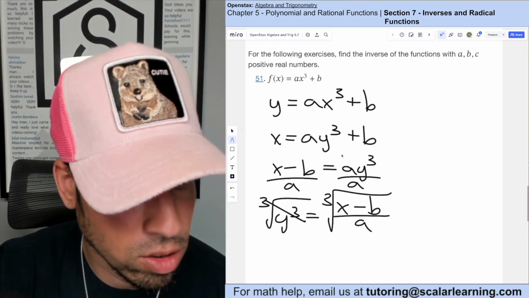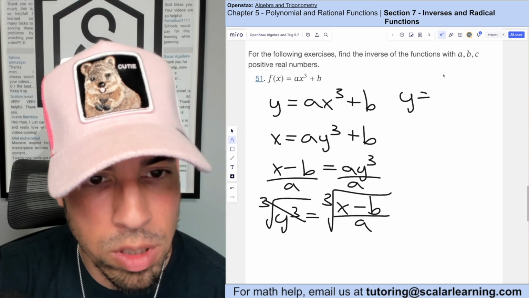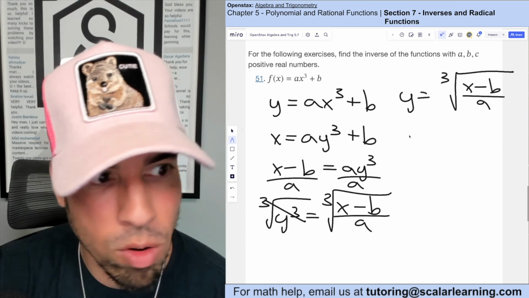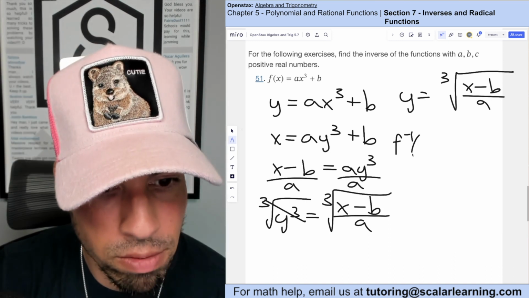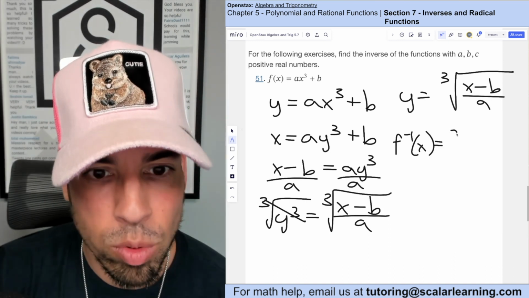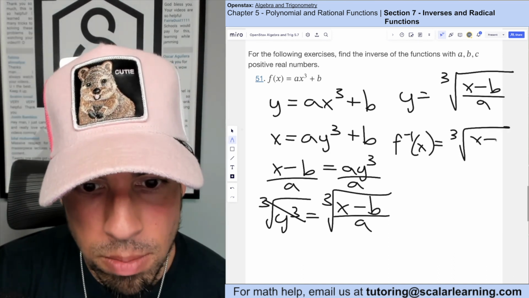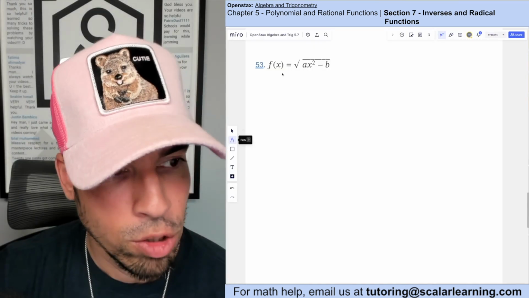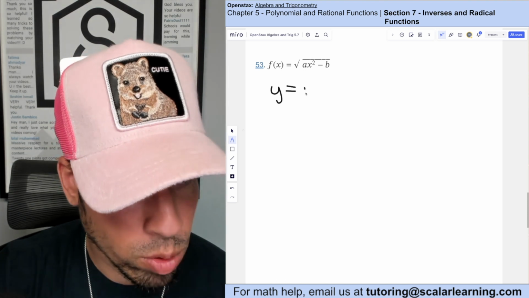And then that's going to cancel this out. And we're left with y equals the cubic root of (x minus b) over a, or in function notation, f inverse of x equals the cubic root of (x minus b) over a. Boom, done.